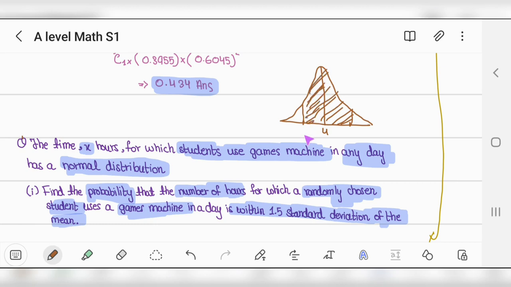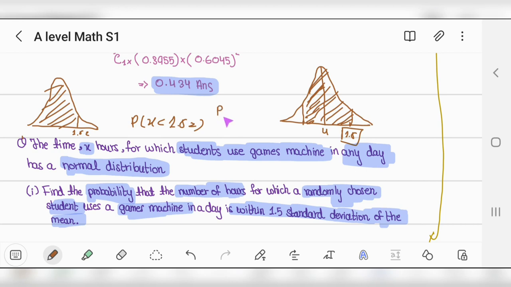So how are you going to find this probability? The easiest way is to convert to a z-score, because whenever we take a probability we always use the z-score. So we find the probability which is less than 1.5 z, the whole part. After finding this, we find the probability of x greater than 1.5 z, to get this part, and then you subtract this from this in order to get this.